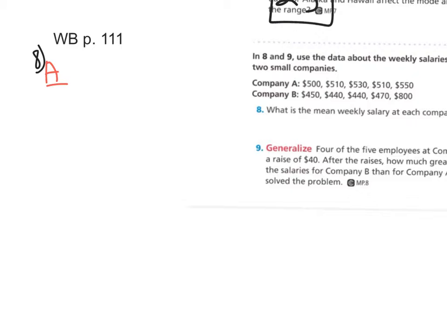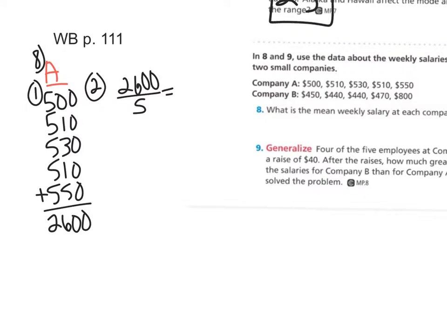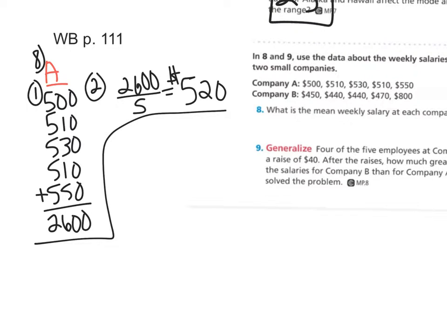we'll add our salaries together. Add those together is 2,600. And then we'll take 2,600 divided by 5, because there are 5 numbers, and you get $520. Good. So that would be for company A.